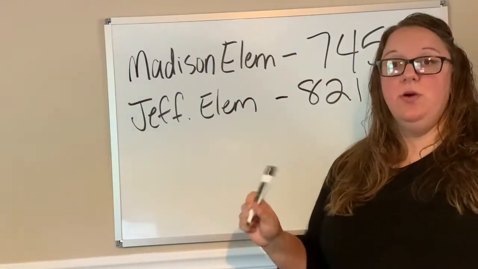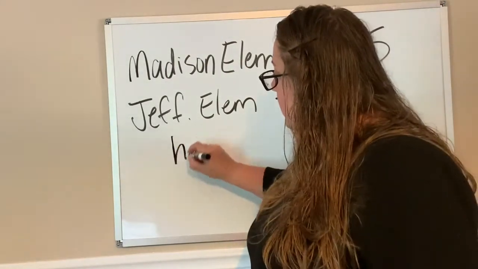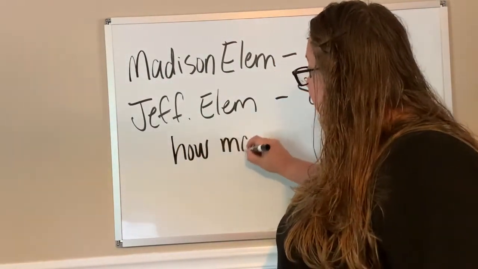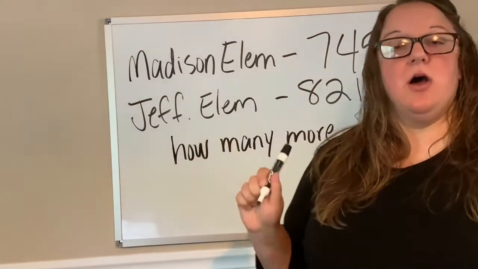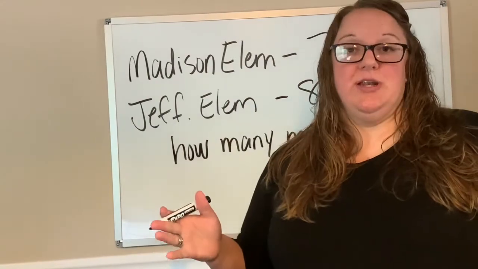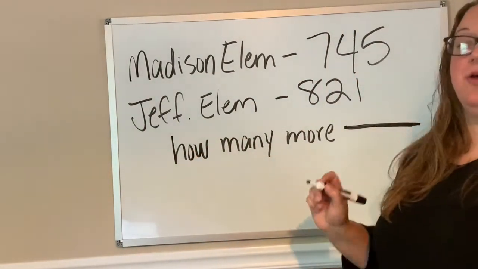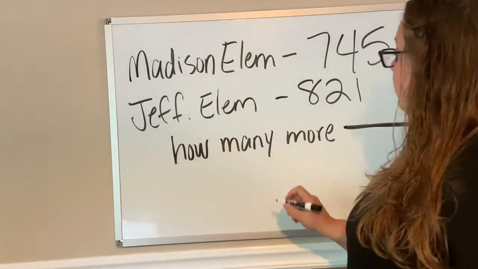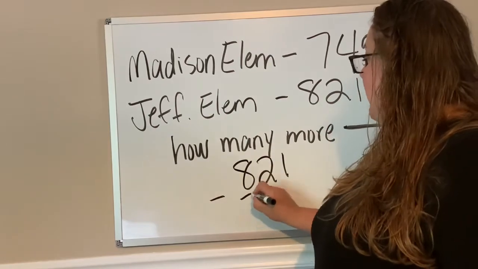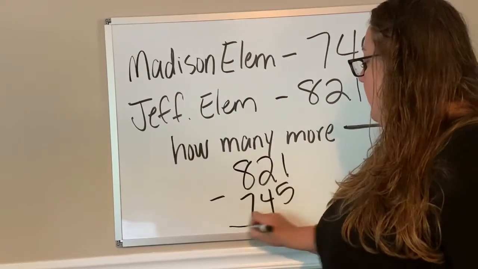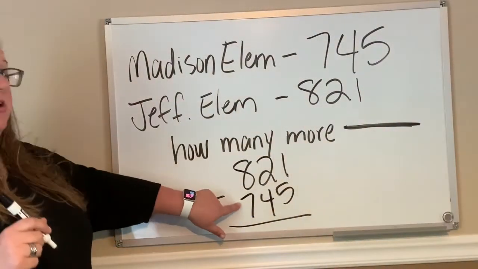Now they're asking me how many more students attend Jefferson than Madison. Now I know that my key words in this problem are how many more. And I also know what that means. What operation am I going to be doing? I'm going to be doing subtraction. Okay, so all I'm going to do is write 821 minus 745. Big number always goes on the top. 800 is bigger than 700.